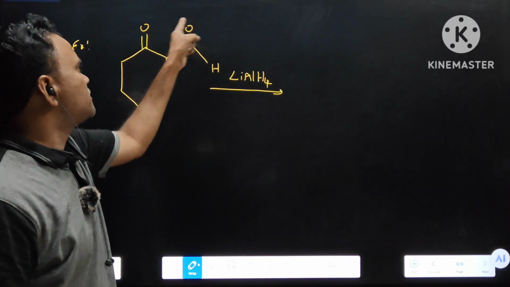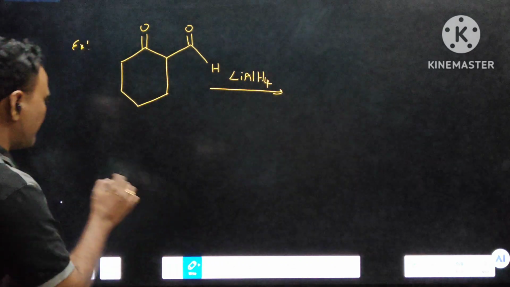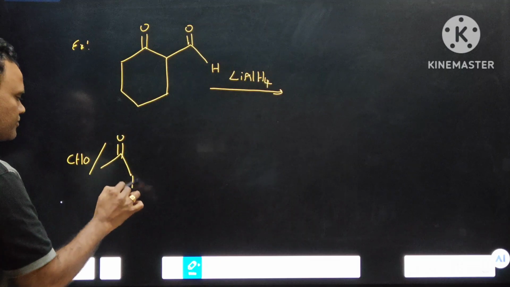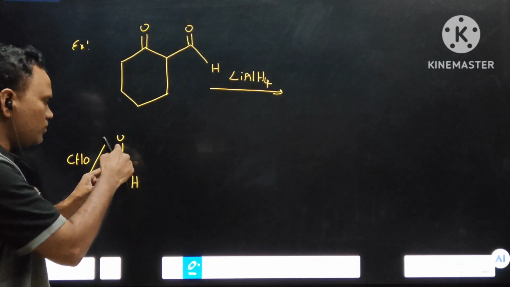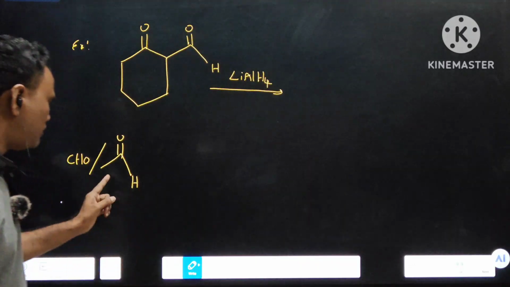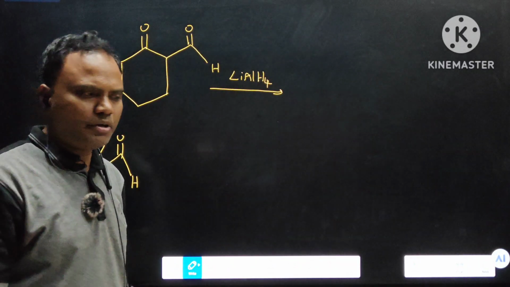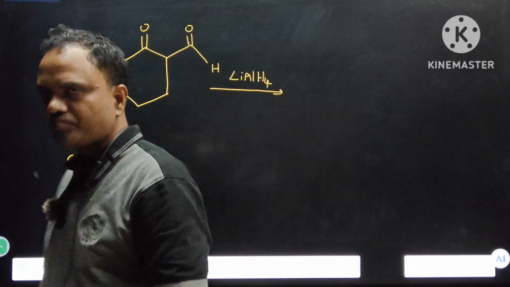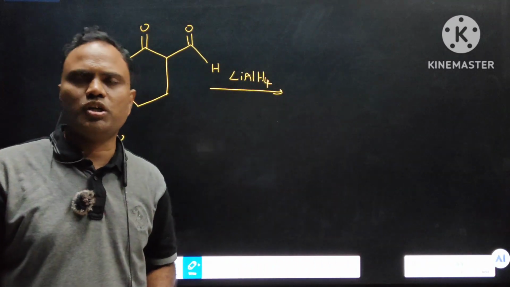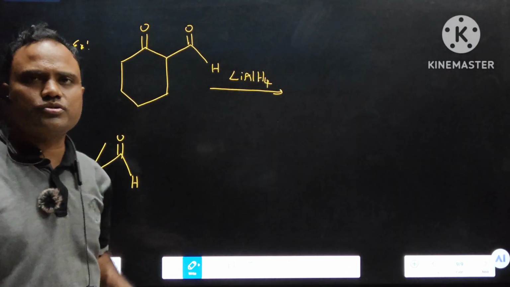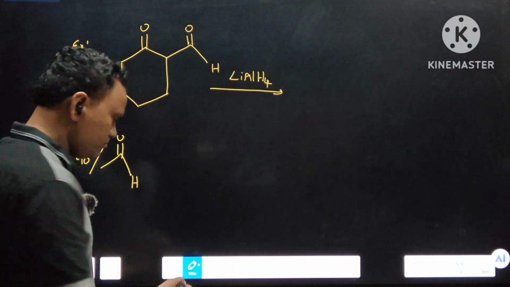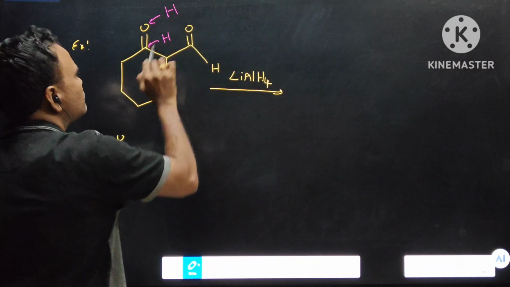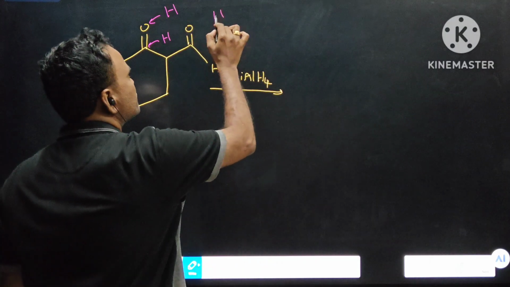See, terminal C double bond O H represents aldehyde. Aldehyde can be written like this. Look at this, all of you. CHO can be written like this. If you observe this unit, C double bond O H, that will be aldehyde, and this is ketone. Lithium aluminum hydride is a powerful, versatile reducing agent, reduces all types of functional groups. Both are reduced. Mechanism is same. Shortcut mechanism. H and H. Clear? Next, H.